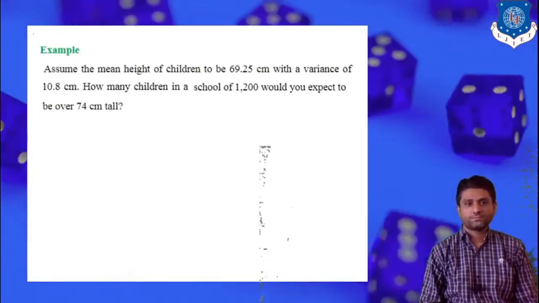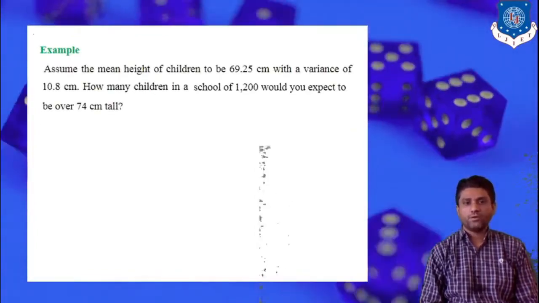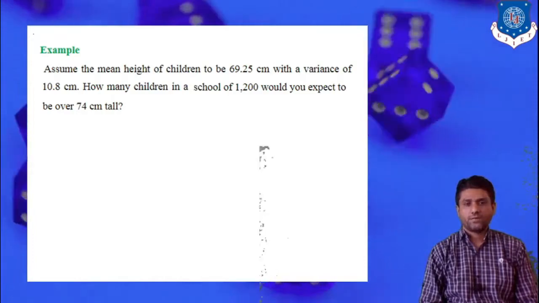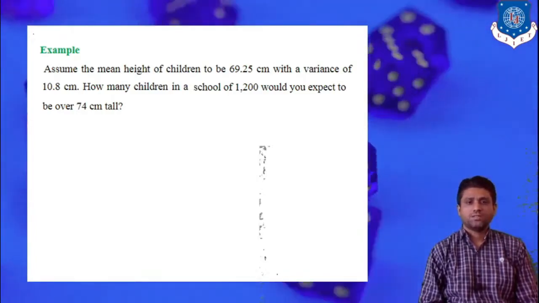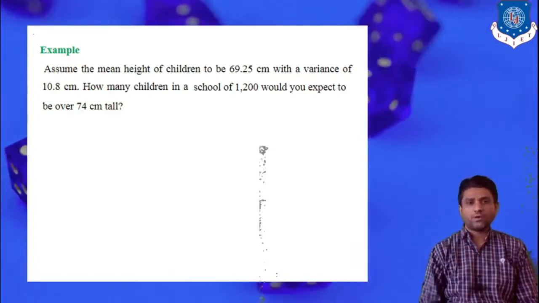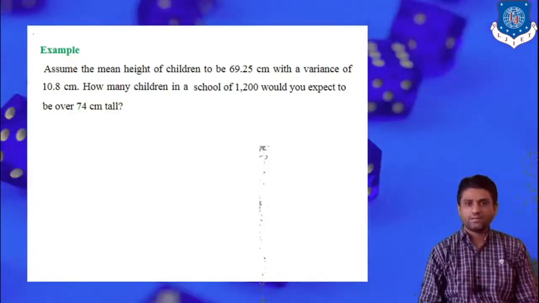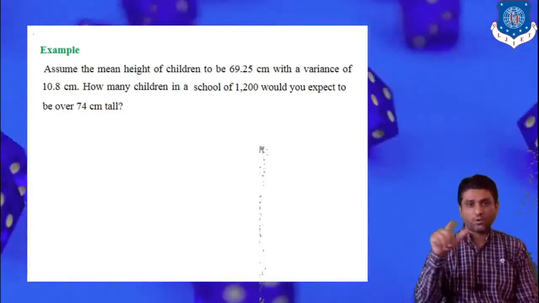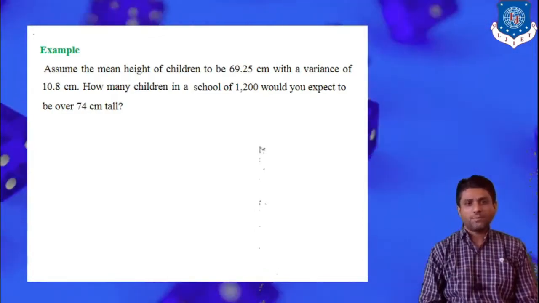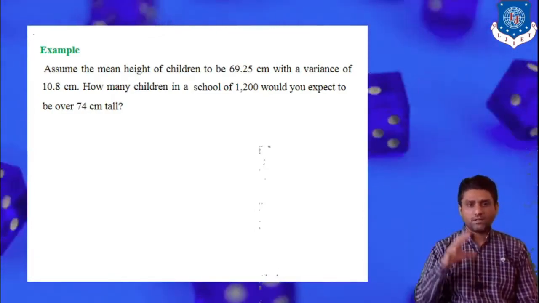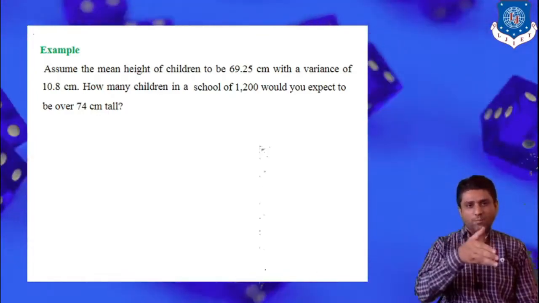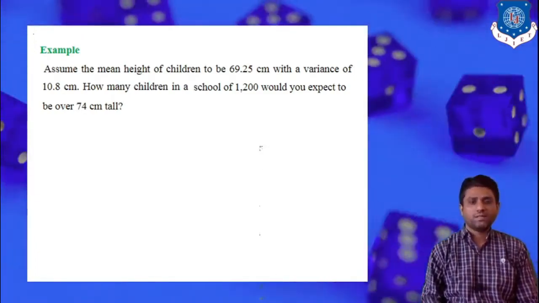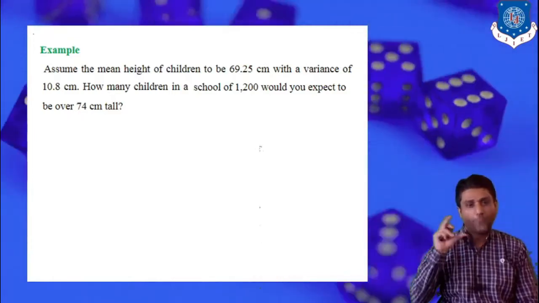Let's see one more example. Assume the mean height of children to be 69.25 centimeters with a variance of 10.8 centimeters. So the information tells that the normal height of children is approximately 69 centimeters and the variance is 10.8. So the standard deviation is the positive square root of 10.8, which is roughly 3 point something. So we can say that the normal height of the children is between 69 minus 3 point something and 69 plus 3 point something, which falls within the interval of approximately 66 to 72.